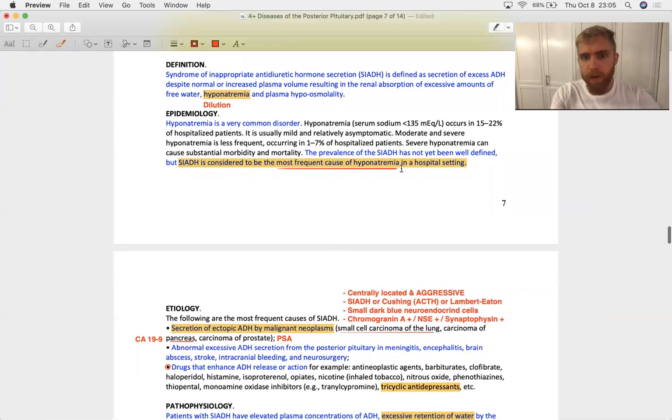It's the most frequent cause of hyponatremia. How do you get hyponatremia? Well, you hold on to all that free water because ADH is working too well. ADH means aquaporins, which means water goes back into the blood. And when that happens, you get volume expansion. When volume expands and sodium stays the same, the concentration of sodium drops. There's your hyponatremia.